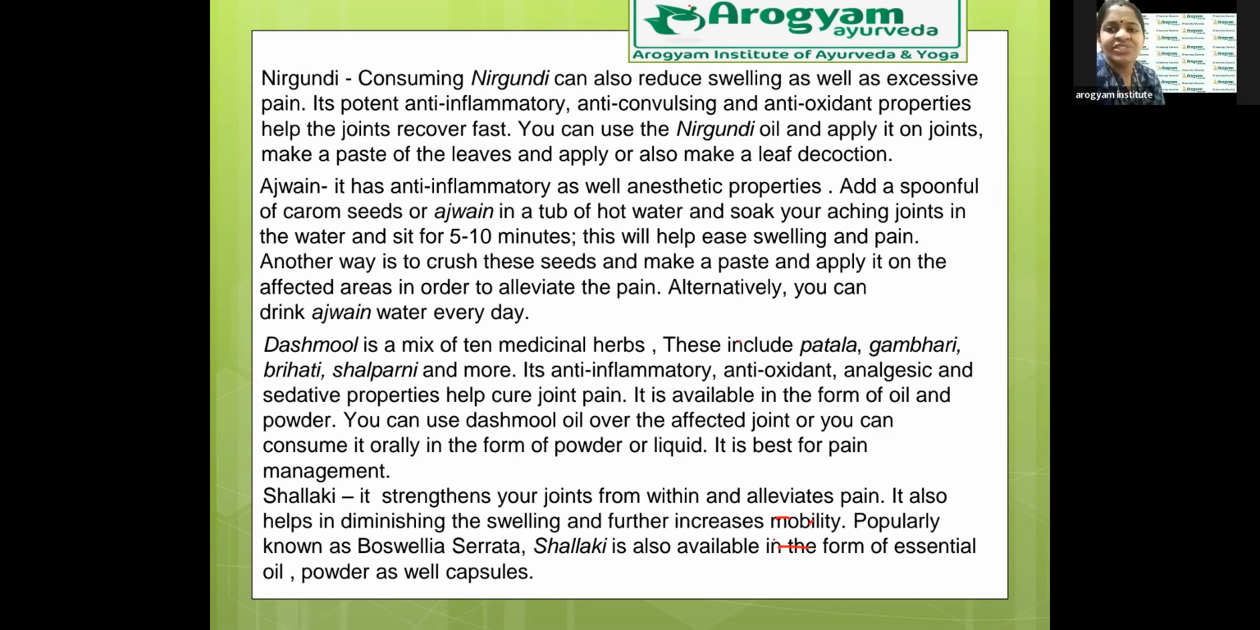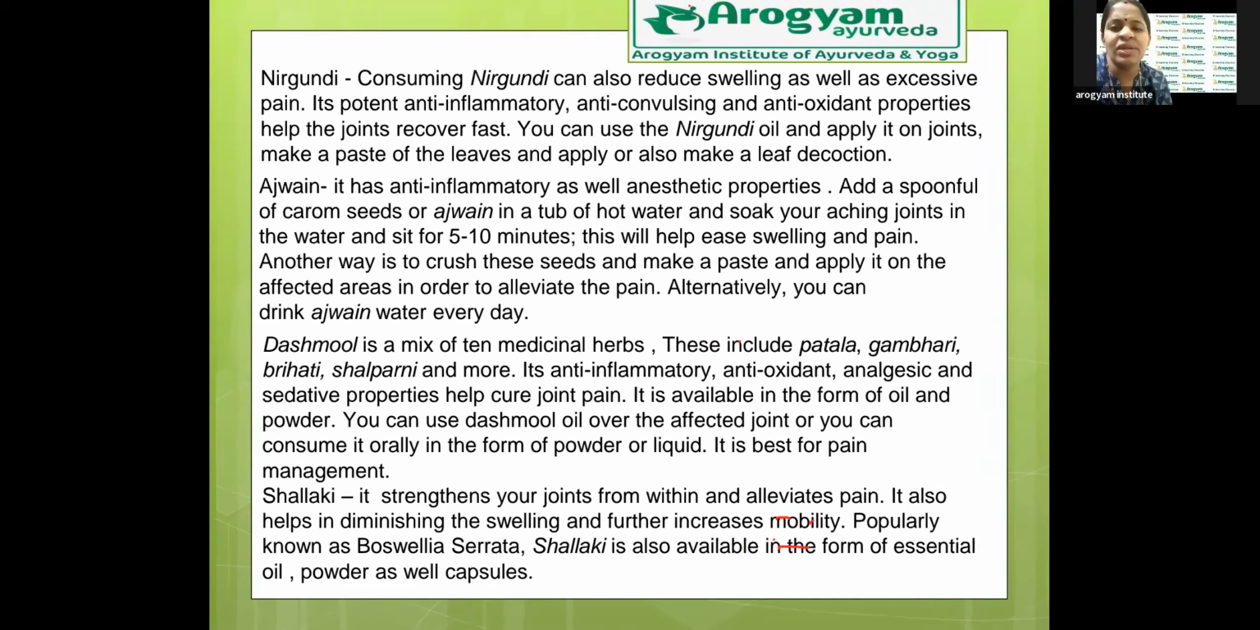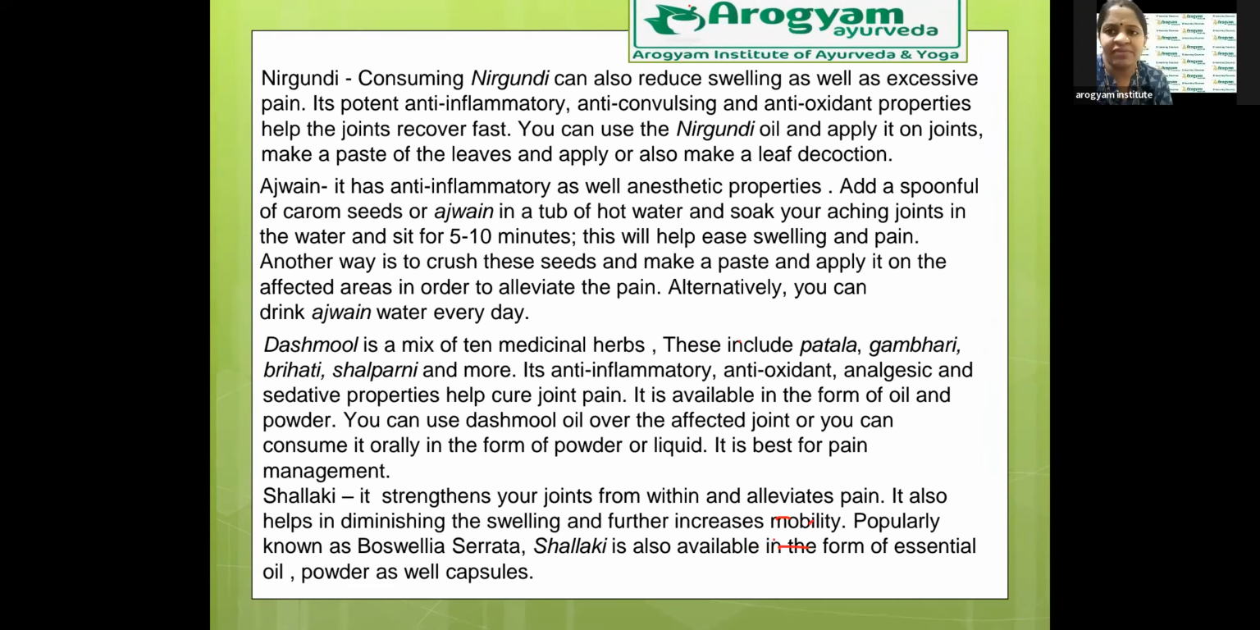Its anti-inflammatory, antioxidant, analgesic, and sedative properties help cure joint pain. It is available in the form of oil and powder. You can use dashmul tail over the affected joint, or you can consume it orally in the form of powder or liquid. It is best for pain management. So this is about dashmul.